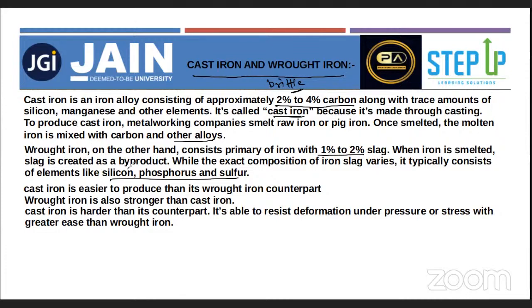Next, cast iron is easier to produce than wrought iron, its counterpart. But wrought iron is also stronger than cast iron. Cast iron is harder than its counterpart, that means than wrought iron. So wrought iron is stronger, but cast iron is harder. The one which has more carbon content will be harder, but being hard means it will not resist. If you try to resist it, it will break. So that is also a problem. Where more carbon content is there, that will be more brittle.